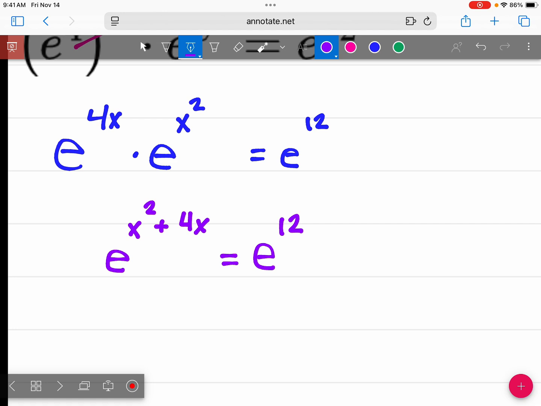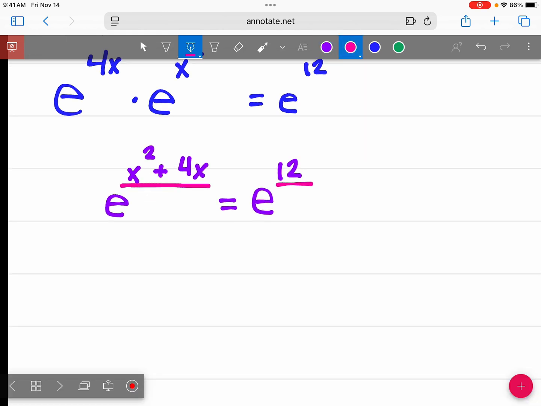Once we have it here, those e's don't make a difference anymore. Once I have the bases the same, the bases are irrelevant. I just care about when my exponents equal each other. So no matter if it has e's or not, all I need is my bases to be the same. And then I don't have to look at that base anymore. When our bases are the same and we have one on each side, all I need to do is compare my two exponents. So we're going to take our x squared plus 4x and find when that equals 12.